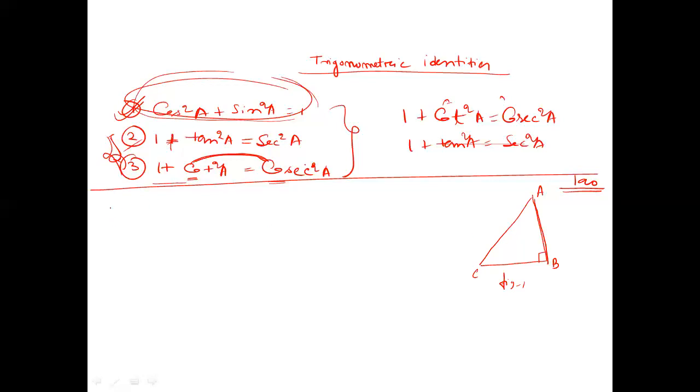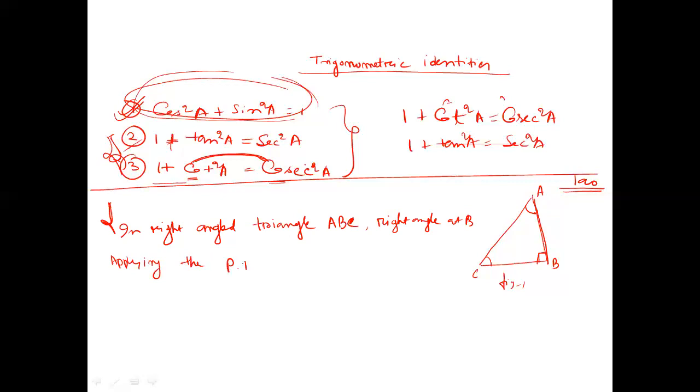So all of you write down the statement like this: ABC is a right angle triangle, right angle at B, and A and C are two acute angles. Then write down, in right angle triangle ABC, apply the Pythagoras theorem. Right angle at B, applying the Pythagoras theorem, it is for angle B. Yes or no? That means it will be perfect.